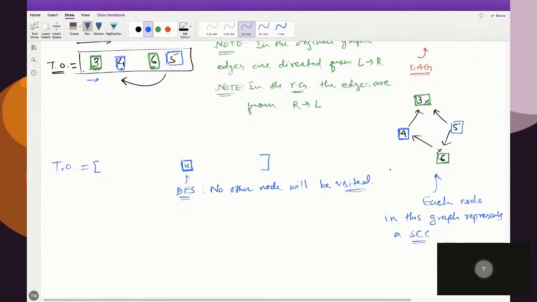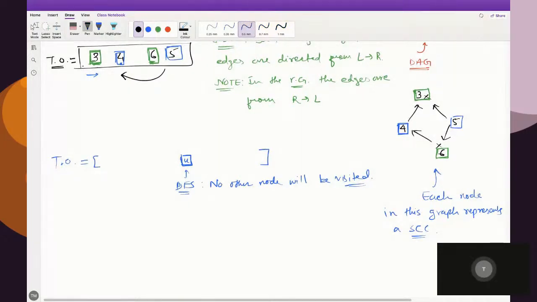Now, although it says that if you do the DFS from 3, no other node than 3 will be visited, actually this node is not only 3, but a connected component like this, right? And even in the reverse graph, a connected component is still a connected component. So when you do the DFS from this particular node, of course all these nodes will be visited.